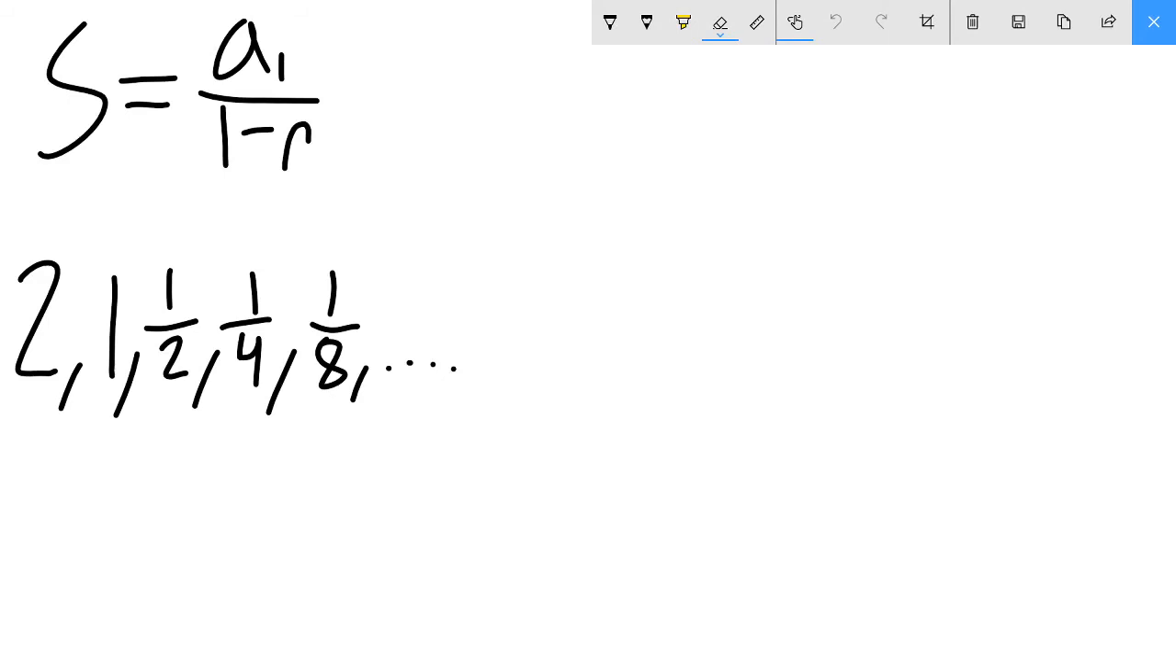So we have S is equivalent to a subscript 1, which is the first term of the sequence, so this is 2, divided by 1 minus r. See if you can figure out what r is. If not, I'll just continue and tell you. So r is 1/2. Since basically you're multiplying the number by 1/2, you're dividing it by 2. And when you divide a number by 2, you're multiplying it by 1/2.